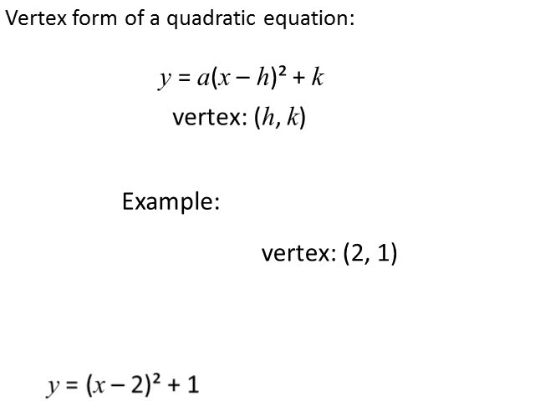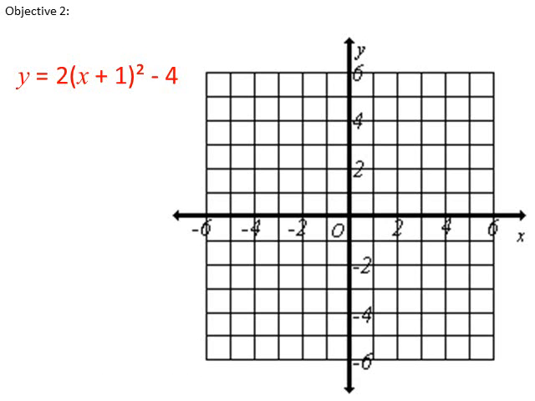Now you want to be careful with the h, because remember in the parentheses it's x minus h, but the vertex is plus h. So you're going to have to take the opposite sign than what's in the parentheses when you find the vertex. Now how can we use this to graph? Let's take a look. Say I want to graph this equation.